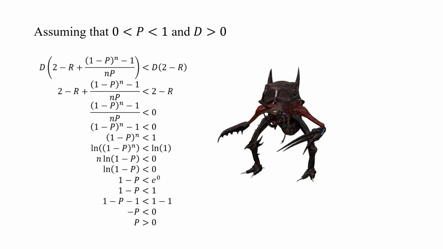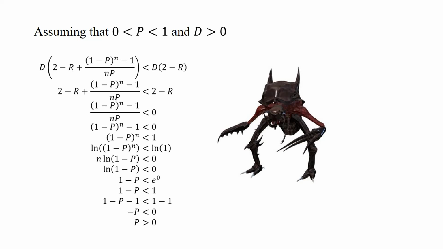Okay, so we divide by d, we just have 2 minus r. We can subtract 2 minus r from both sides of that equation, right? And then we can multiply both sides of the equation by n times p. That's fine. And so we just have 1 minus p to the n minus 1 is less than 0. We can add 1 to both sides. We just have 1 minus p to the n is less than 1.